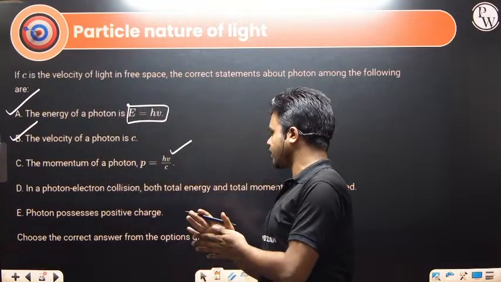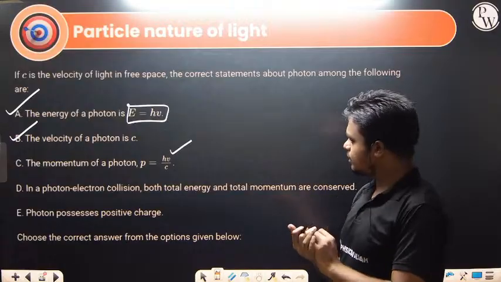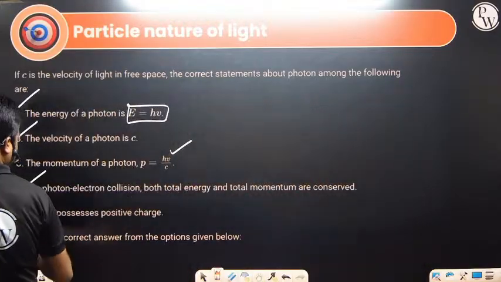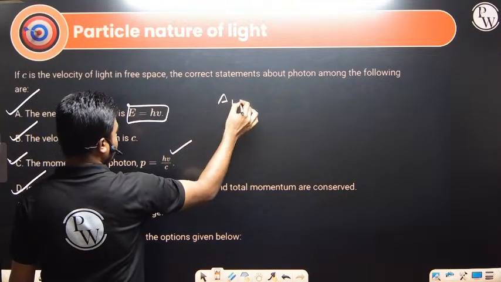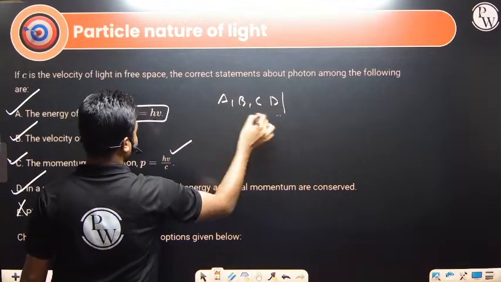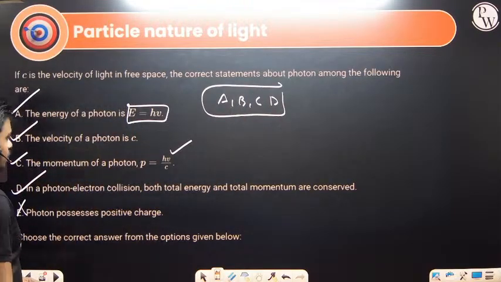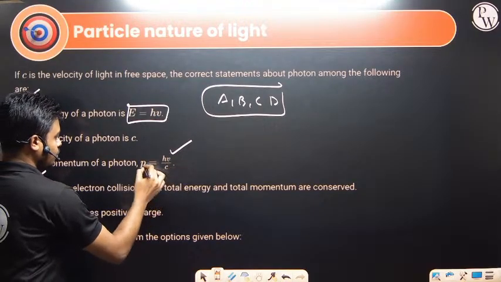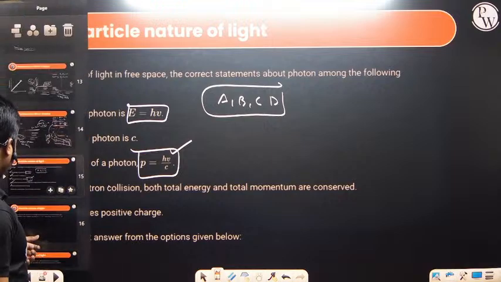In a photon-electron collision, the total energy and total momentum are conserved. This statement is also correct. The photon possesses positive charge. Photon is neutral, so this is not correct. The energy of the photon, the velocity of the photon, the momentum of the photon is E by c, that is h by lambda. This one is also correct. So A, B, C, D are all correct.